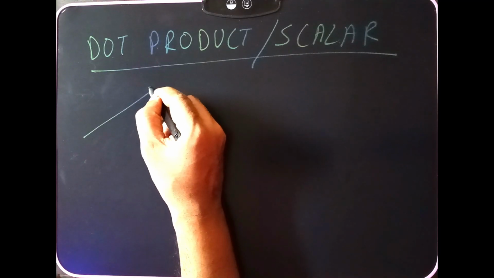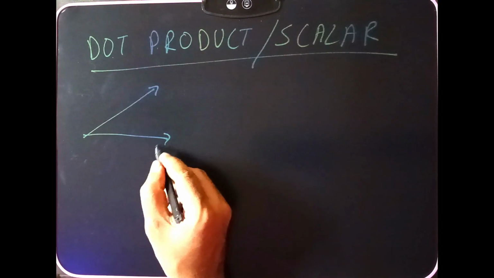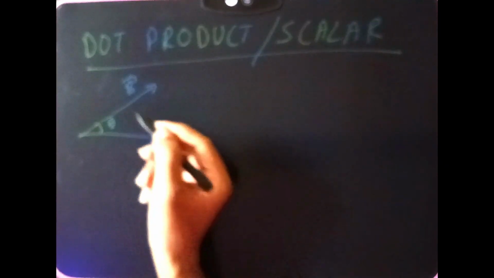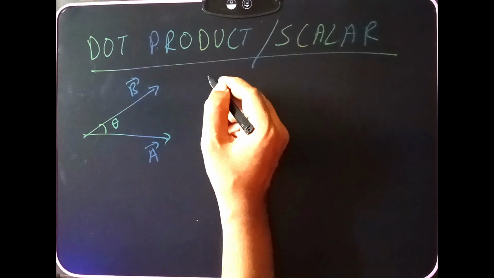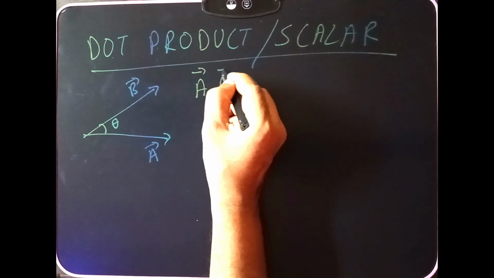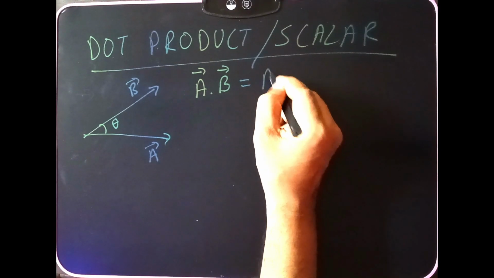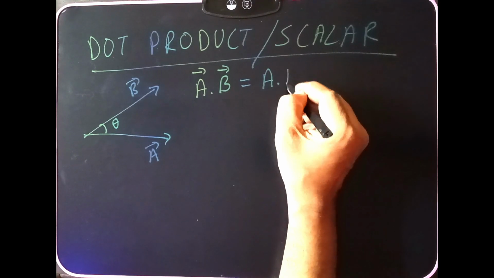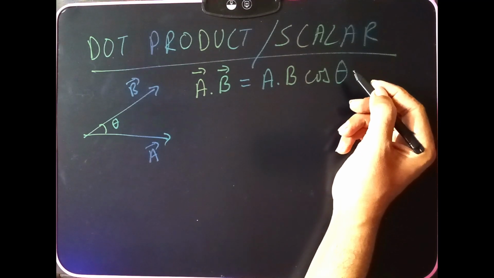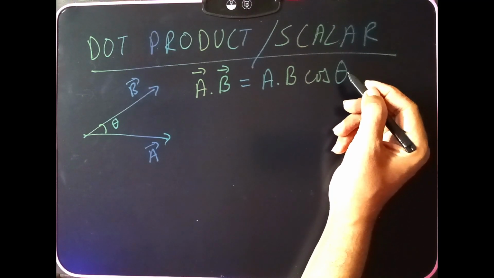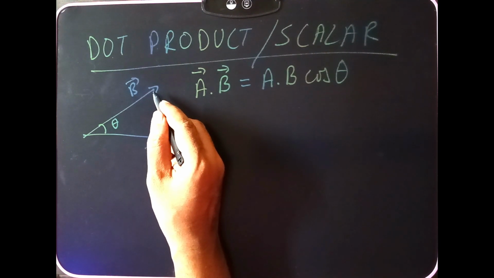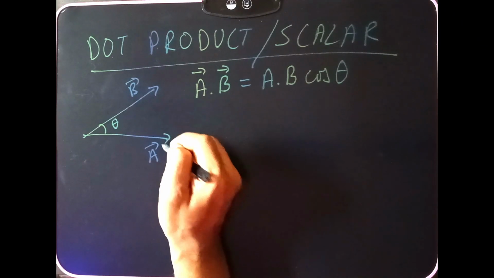We have two vectors here. This is vector A and this is vector B, and this is the angle theta between them. Then the scalar or the dot product is written as A dot B is given as A B cos theta. So let us understand what this actually means. Let us resolve vector B into the components parallel and perpendicular to vector A.